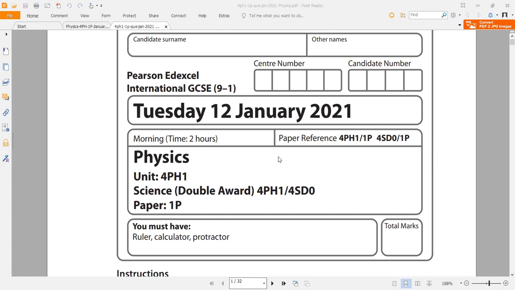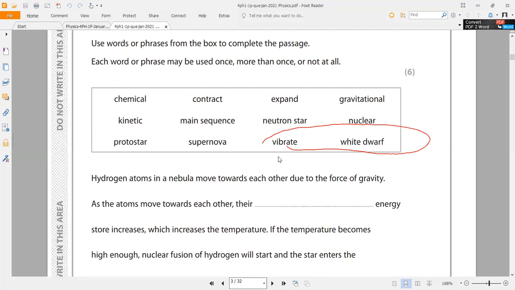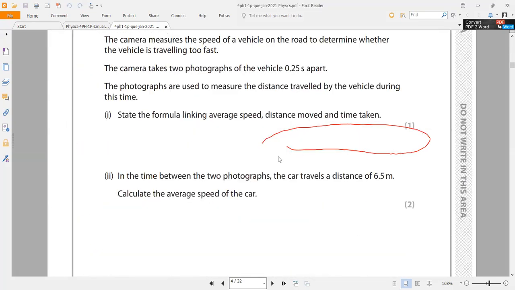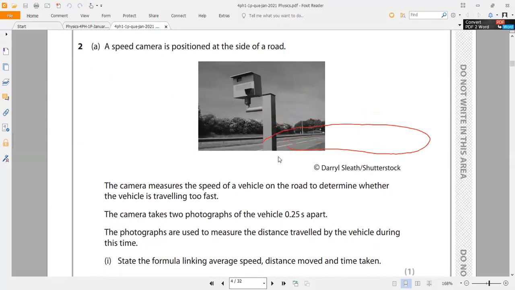Today the paper before us is Pearson Edexcel International GCSE Year 9 to 11 Physics Past Question with paper reference 4PH1/1P, 4SD0/1P. And today we'll be solving a question on motion. The question that borders on motion is question number 2.